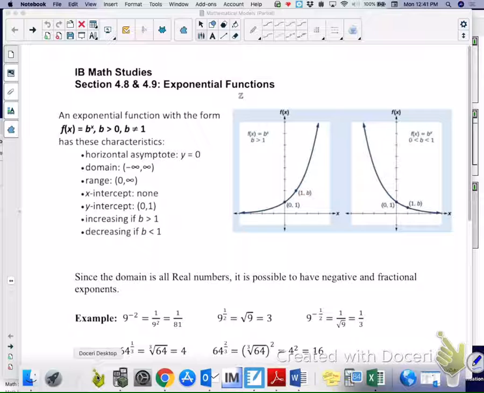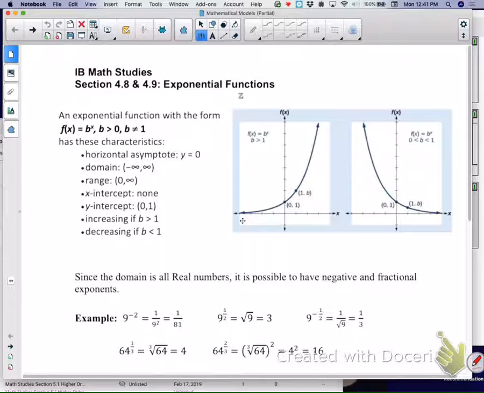If you have 1 to the x power, it's just going to be 1. That's a straight line, which is pretty boring. So an exponential function has the following characteristics. You have a horizontal asymptote at y equals 0, which is the x-axis. And what that means is that your graph's getting super close to the x-axis, but it's not actually touching it.